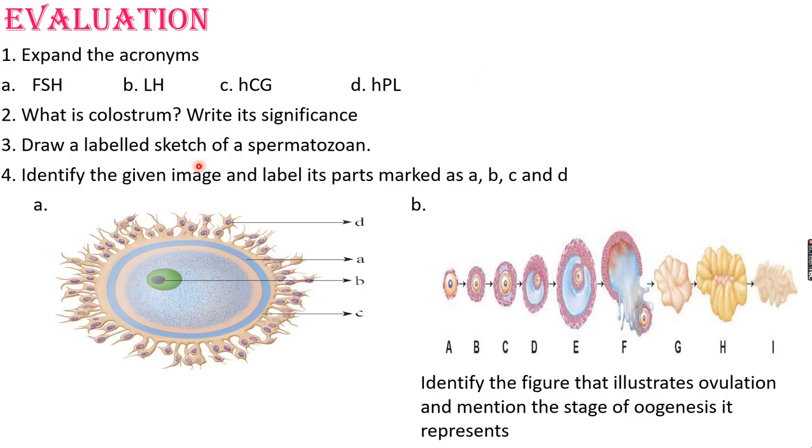And now some important evaluation or recap. You have to find out the acronyms: follicle stimulating hormone, luteinizing hormone, human chorionic gonadotropin, human placental lactogen, colostrum. Now only we have studied these. Recall the important book back questions I gave you now. The structure of the ovum and the structure of spermatozoa, important questions. And spermatogenesis, oogenesis flow charts. You have to practice both the diagrams.